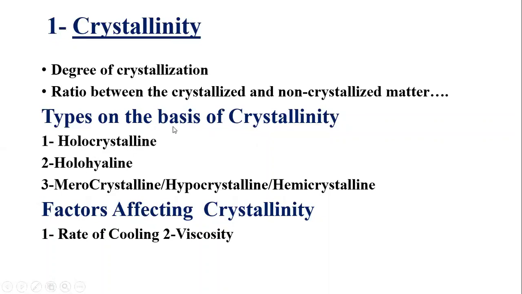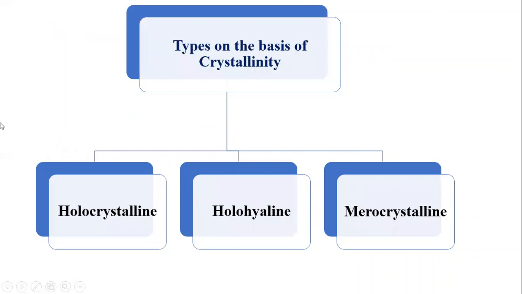Types of rocks on the basis of crystallinity. There are three types of rocks on the basis of crystallinity. First is holocrystalline, second is holohyaline, third is microcrystalline, which is also sometimes called hypocrystalline or hemicrystalline. Now first we discuss what is holocrystalline.